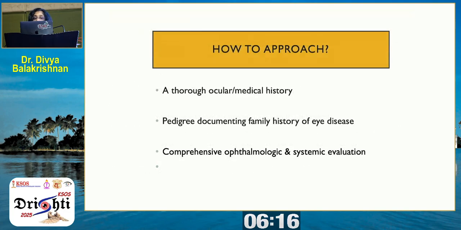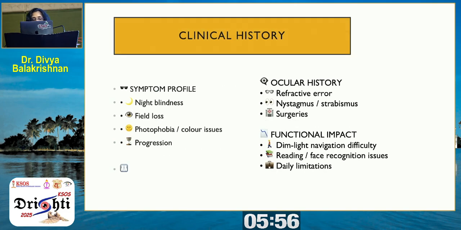So how do we approach these cases? First, we have to get an idea whether it is inherited. From the history, if you're thinking in terms of a syndromic condition, elicit whether there is any systemic involvement, and always ask about the family history. Then do a comprehensive ophthalmologic and systemic evaluation. When you ask about the symptom profile: whether the patient has difficulty in night vision or day vision, whether peripheral field loss is there, whether color vision is affected, what the refractive status is, whether the child had or has nystagmus, and how much functional disability the patient has.